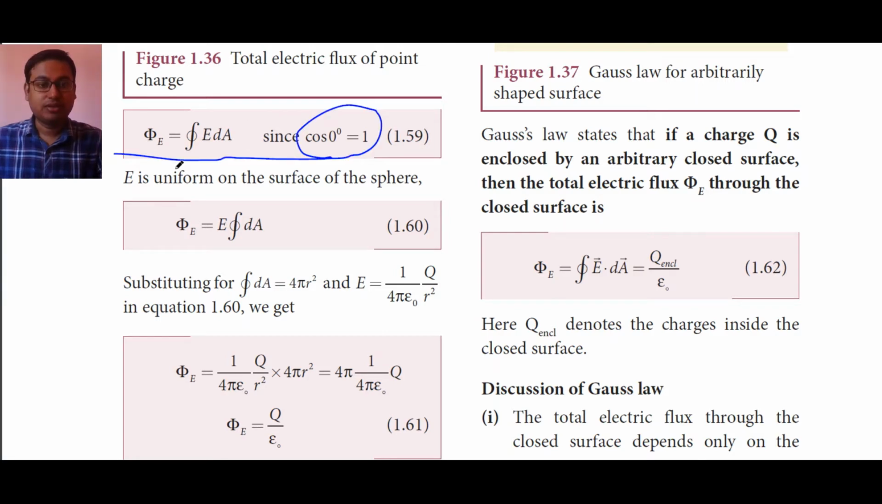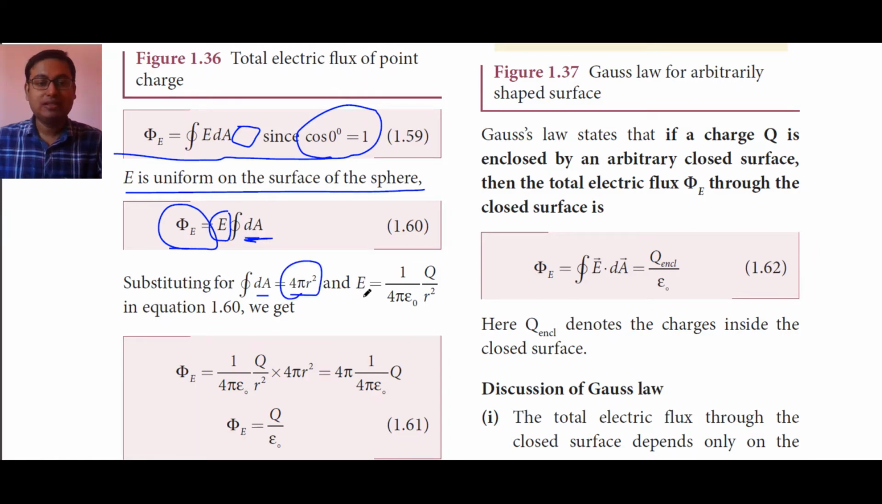Okay, so E is uniform on the surface of the sphere, then psi E is equal to E into closed integral dA. Okay, that is the total surface area of the given sphere. Because electric field E is a constant term, it will come outside of the integration. Now, substituting for closed integral dA, that is the total surface area of the sphere, that we know very well, it is equal to 4 pi r square.